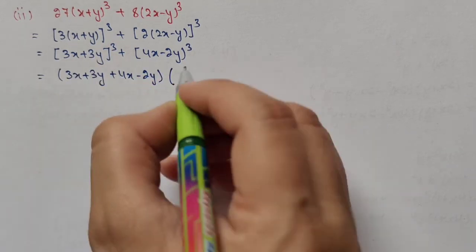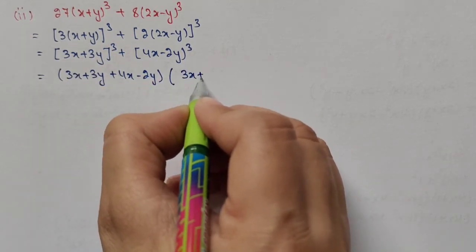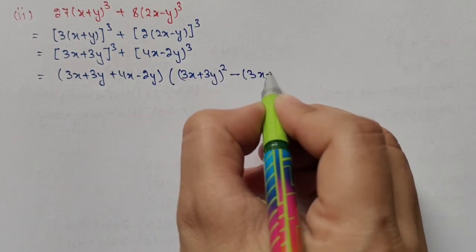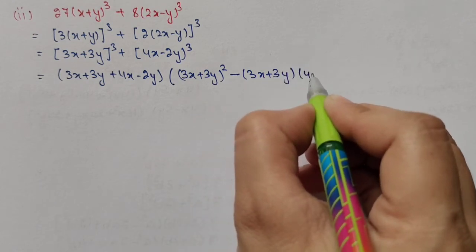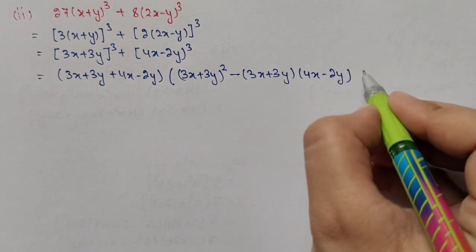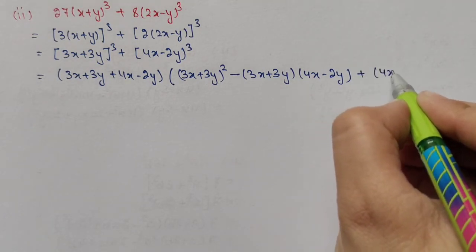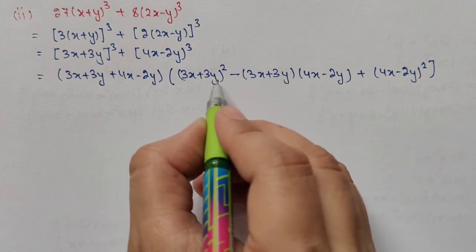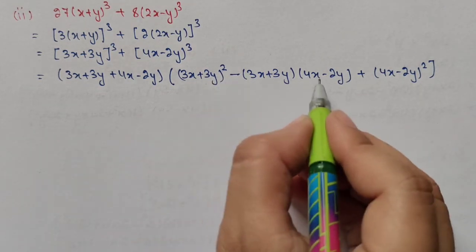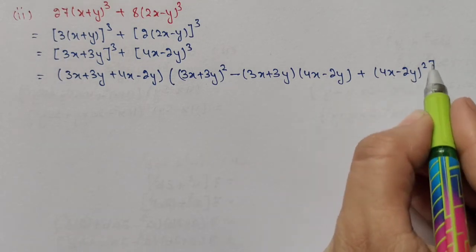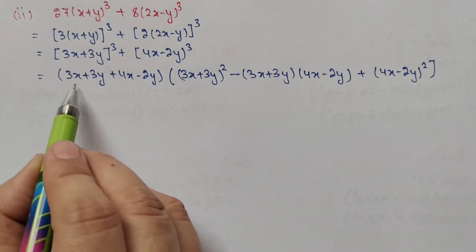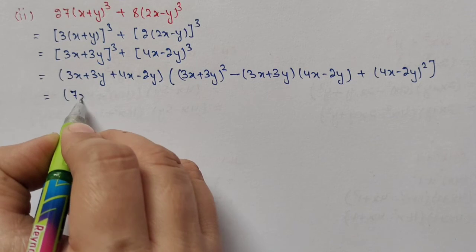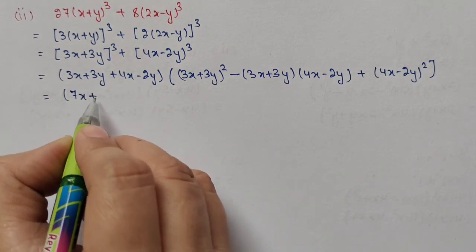In the second bracket, a² means (3x + 3y)², minus ab means (3x + 3y)(4x − 2y), and plus b² means (4x − 2y)². Now this bracket we will open with the help of the (a + b)² formula. These two we will multiply, and here the (a − b)² formula. The first bracket we can simplify a little more. 3x + 4x will become 7x, and 3y − 2y will become y.